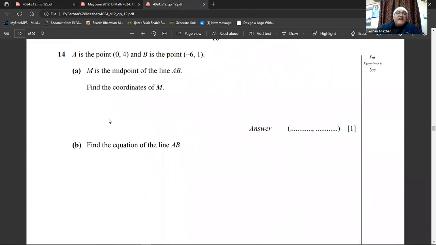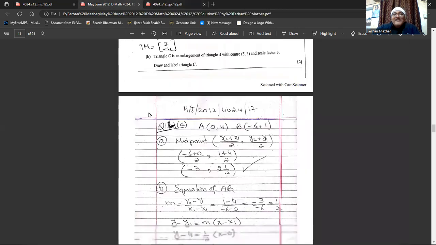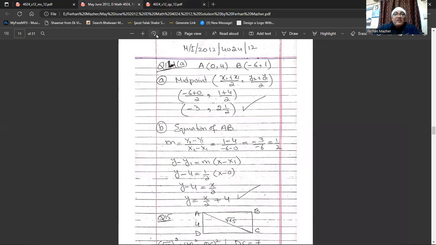Question number 14. A is the point (0, 4) and B is the point (-6, 1). M is the midpoint of the line AB. Find the coordinates of M. If you want to find the midpoint of two given points, the formula is very simple: (x2 plus x1) divided by 2, comma, (y2 plus y1) divided by 2. Very simple, straightforward question.